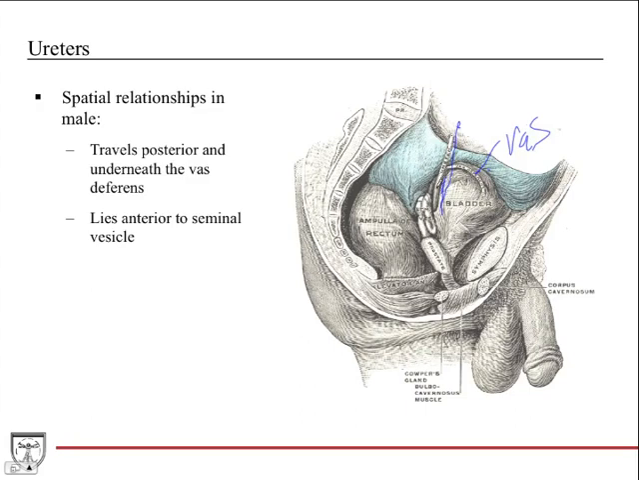So in the female, the ureter travels underneath the uterine artery. In the male, it travels underneath the vas deferens. So as we highlight here in the text, underneath the vas deferens. And then it lies anterior to the seminal vesicle. So here's your seminal vesicle here.